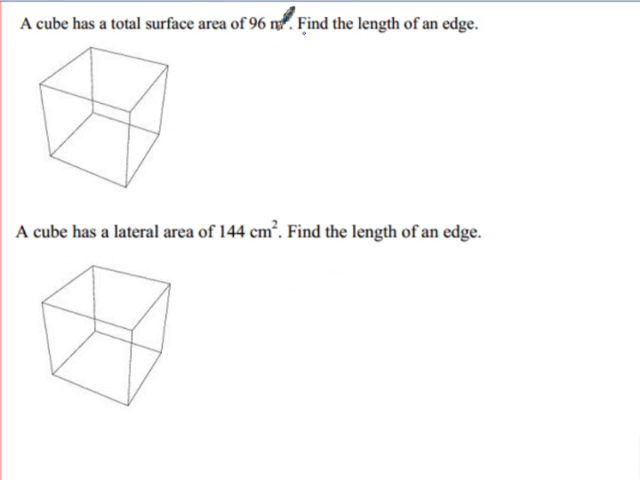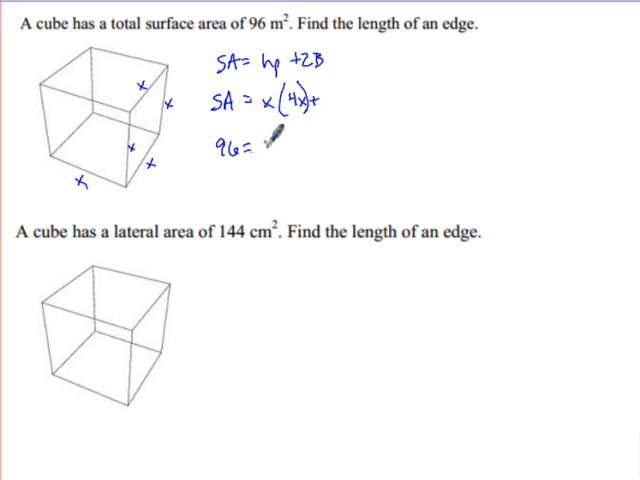Let's take a look here. A cube has a total surface area of 96 meters squared. Find the length of one edge. Well, the surface area formula is HP plus 2B. So surface area equals HP plus 2B. Well, on a cube, let's say we call this X. Well, that's X, and that's X, and that's X. All the edges on a cube are the same. So the height is X.